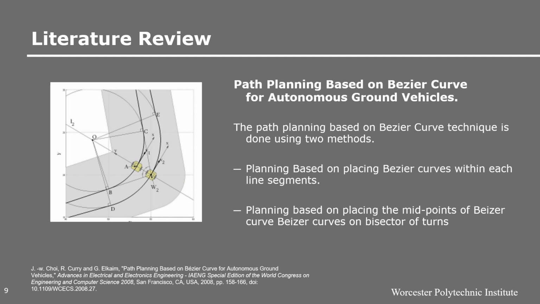The path planning in Bezier curve technique is done using two methods. First, path planning based on Bezier curves with each line segment. In this method, between two nodes, a line segment is formed, and on each given line segment, the Bezier curve fitting algorithm is implemented to find the smooth trajectory. The second method is placing the midpoints of Bezier curve on bisectors of turns. This is useful for sharp corners or edges to generate a smooth curvature for non-holonomic mobile robots.